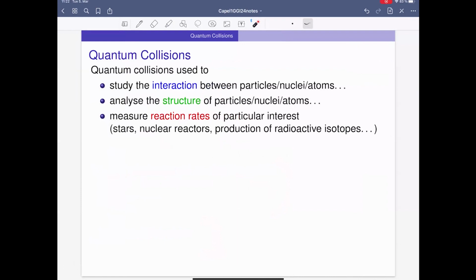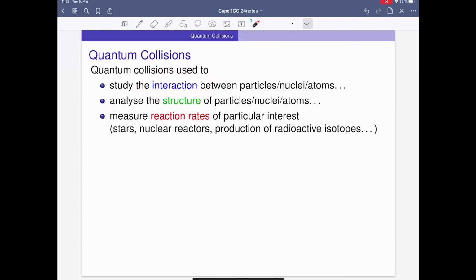So quantum collisions are used for different purposes. The first purpose, and that relates to the previous lecture, exactly what was mentioned at the very end of the lecture, is that you rely usually on nuclear data to fit your interaction. The goal is to learn about the interaction between the particles. You just collide the particles, you look how they scatter from each other, and from the way they scatter, you learn about how they interact with each other. So that's the first thing.